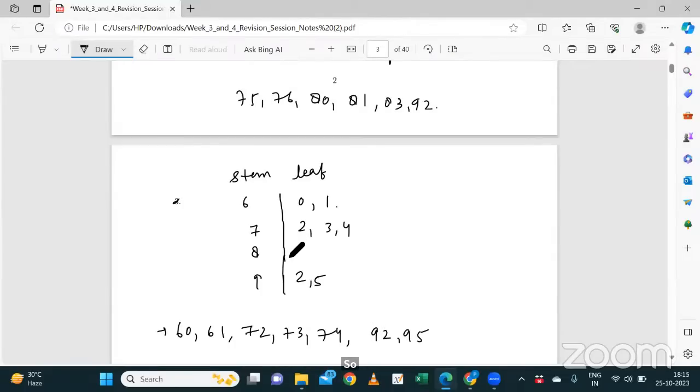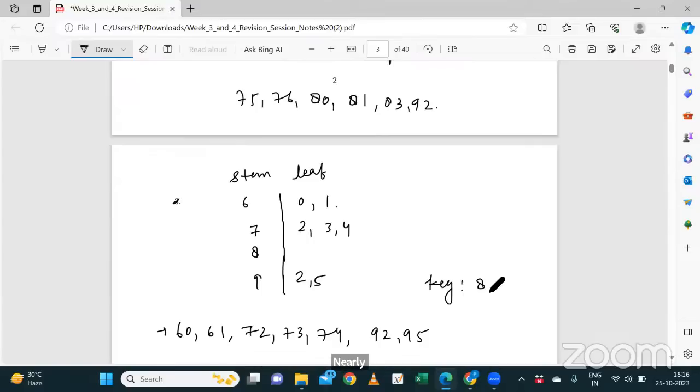Is it counted as 80? No. If I am not writing anything here, that means there are no observations for this stem. If there is no leaf, it is not interpreted as 80; it is simply missing. What if there is something on the leaf side and nothing on the stem side? No, that also cannot be. See, it will be the key.